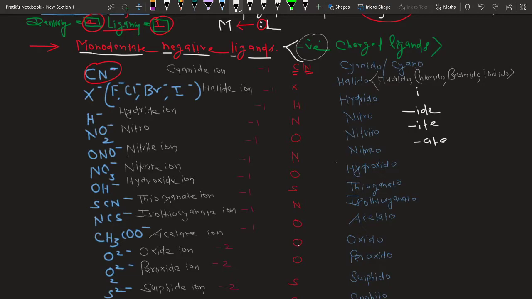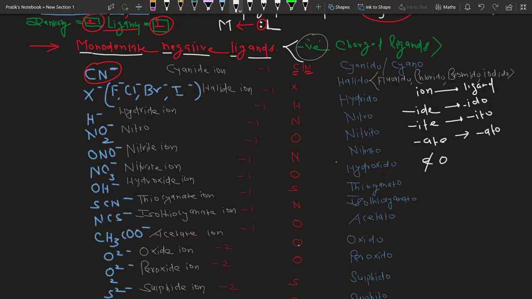So if they are present in the form of ion, and if these ions act as ligand, please remember the e will be removed and replaced by o. So this ide will become ido, this ite will become ito, and this ate will become ato.